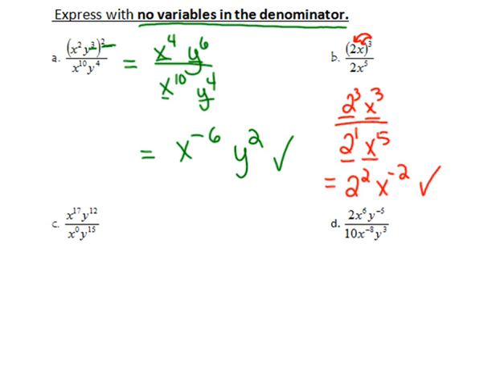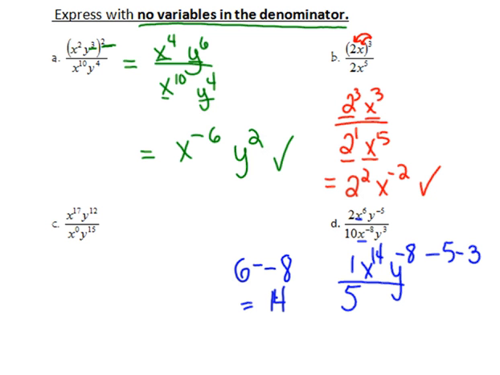Okay, 2 over 10, these are just numbers. So we can simplify that like any fraction. 2/10 we know simplifies to 1/5. So we'll just simplify those. Here we've got the same base, x and x. So x to the 6 minus a negative. So we've got 6 minus a negative 8, which gives us 14. So because we started in the top, we'll put what we got in the top. So we've got x to the 14. And y to the negative 5 minus 3. Negative 5 minus 3 gives us negative 8. So we'll have y to the negative 8.